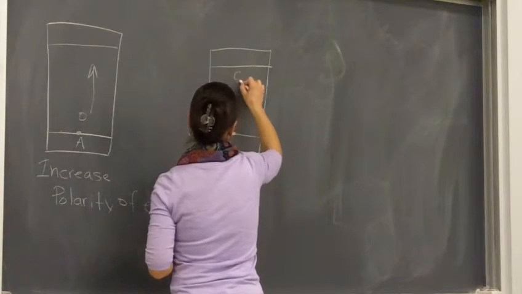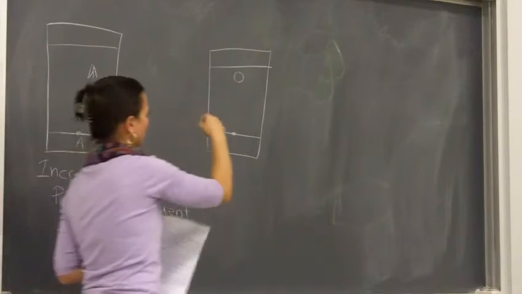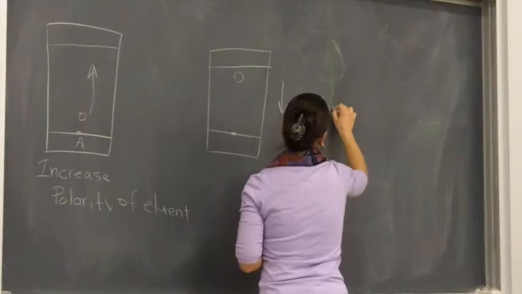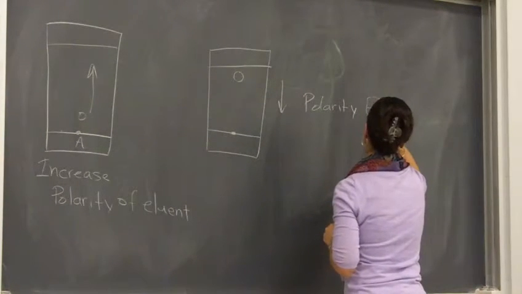Okay, what do you think about this one? Probably would want to decrease the polarity, right? We're getting too high up there, close to the solvent front.